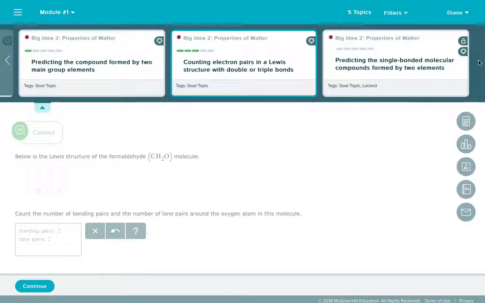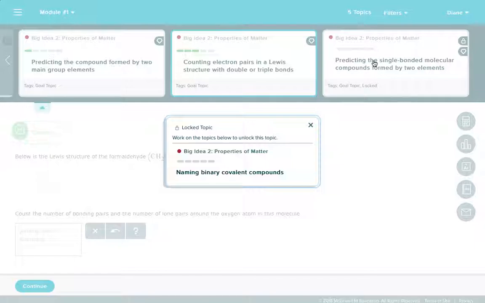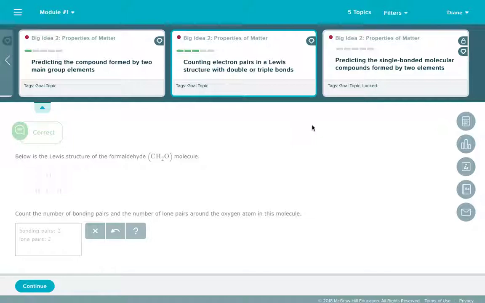And I think, do we have one more left? Predicting the single bonded molecular compounds formed by 2 elements. Now that one's not going to unlock, so I'll send that in a different video. I want to get that out. I'm going to have to go through and do all these before it unlocks that.